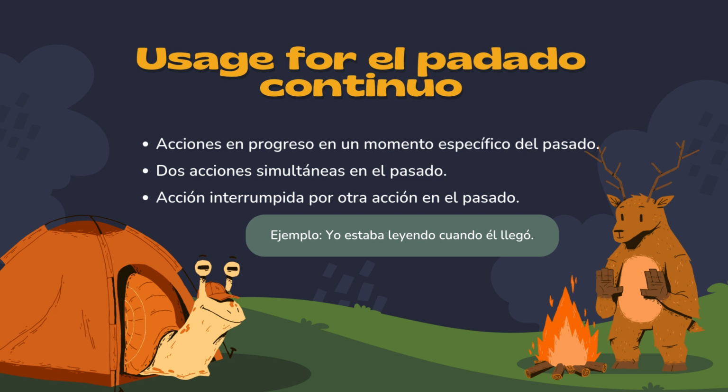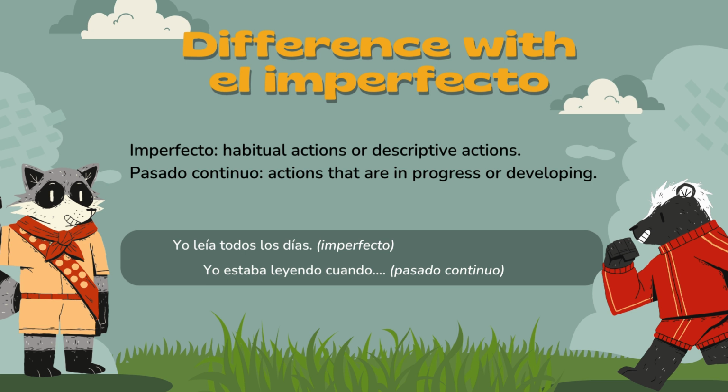And one quick example here is, yo estaba leyendo cuando él llegó. I was reading when he arrived. Yo estaba leyendo cuando él llegó. So, what are the differences with el imperfecto? El imperfecto is a habitual action or descriptive action. Now, the pasado continuo are actions that are in progress or developing. Okay, keep those in mind.